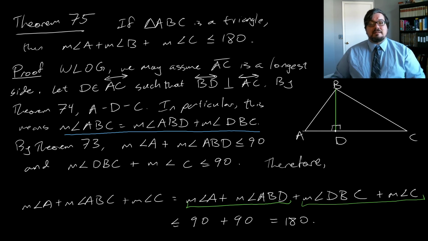So we get not the equality statement that we've seen many, many times before, but the more general bound. The sum of the interior angles of a triangle can be less than 180, but they can't be greater. They are always less than or equal to 180 in measure.